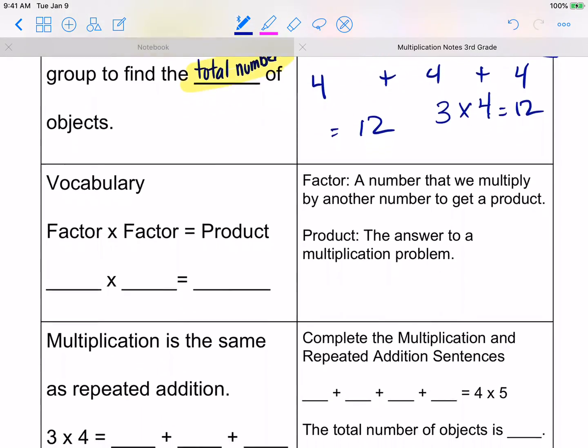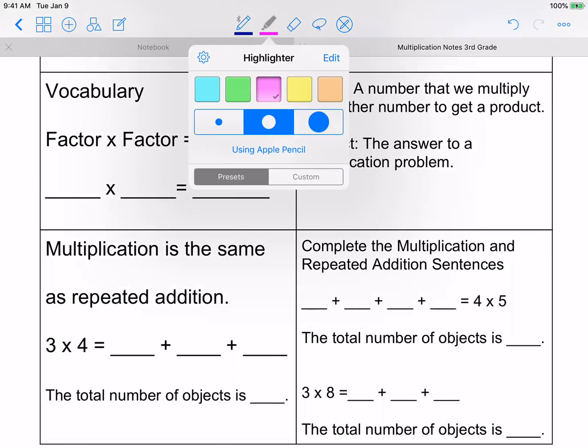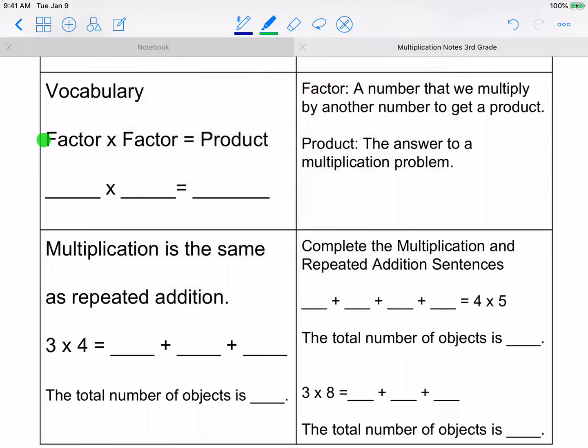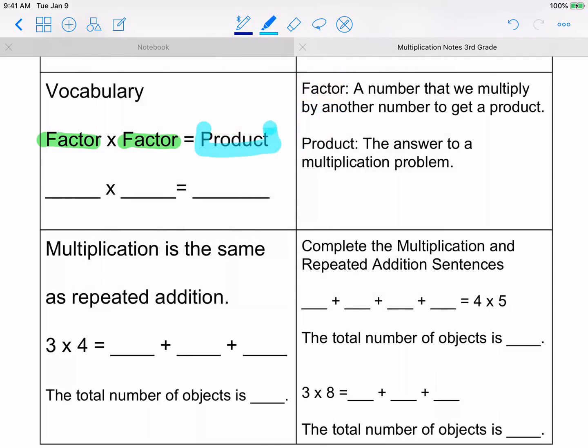So we're going to practice this a lot more, but let's look at some vocabulary. With multiplication, we have a factor times another factor, and that's equal to our product, which is the total number of objects. So in your space, I want you to push pause, and you're going to write: a factor times a factor is equal to a product. Everyone push pause and do that now.